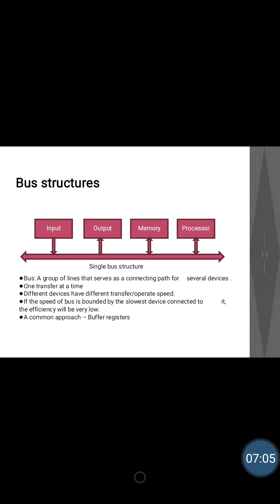An efficient transfer mechanism is to be used to smooth out the difference in the timing of the devices. We should have an efficient transfer mechanism. Why? If the processor is sending data to the output device continuously, because the processor is working at electronic speeds, is my output device so much faster to accept all the data? No, some data may be lost, isn't it? So I need to have some efficient transfer mechanism, in order to smooth out the differences in the timings of the devices. So the most common approach is to use the buffer registers.